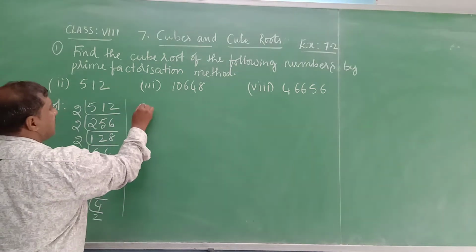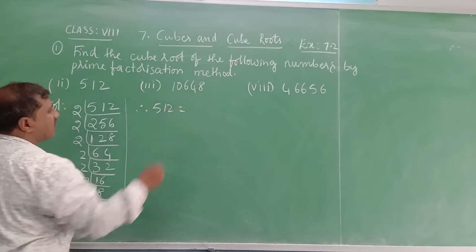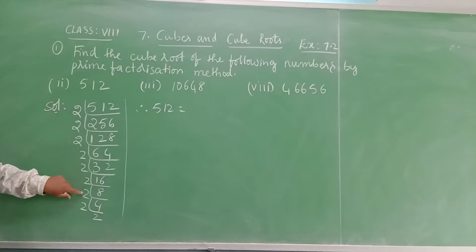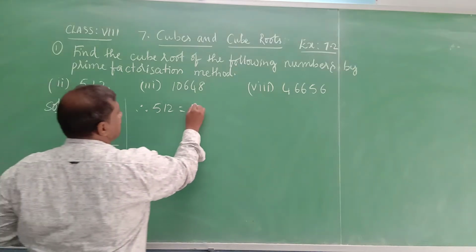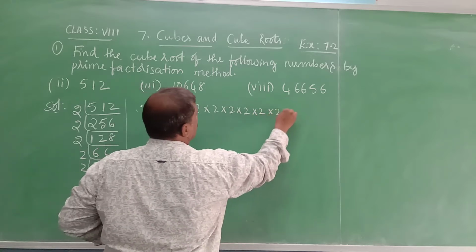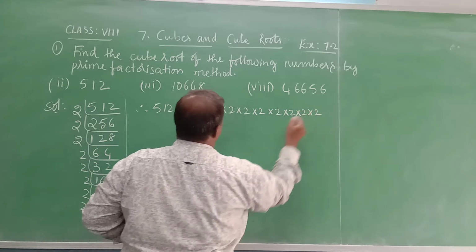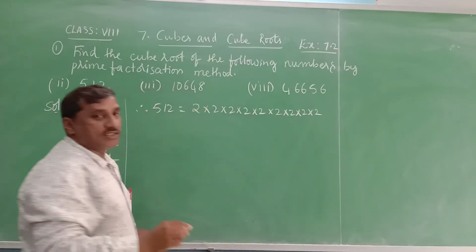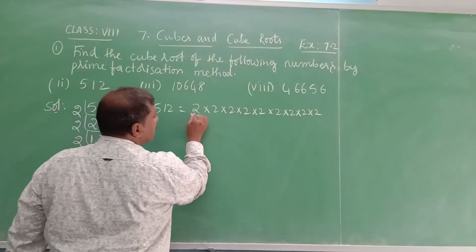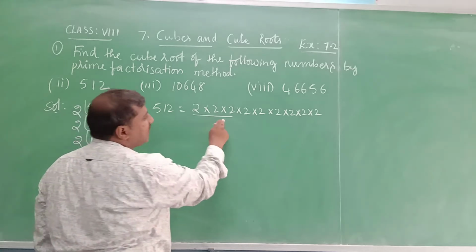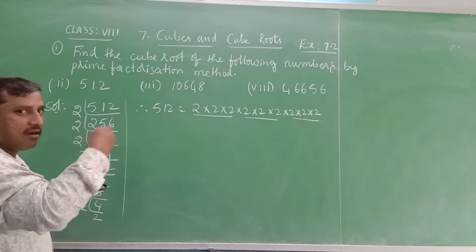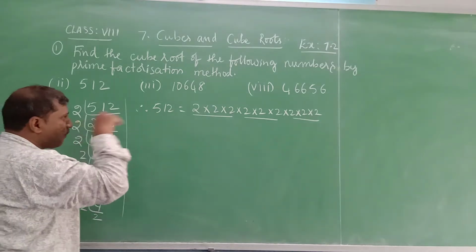Now write. Therefore 512 is equal to, write the prime factors of 512. 1 2 3 4 5 6 7 8 9. All are 2. That is 2 into 2 into 2 into 2 into 2 into 2 into 2 into 2 into 2. See, 1 2 3. So write the prime factors of the given number. Then identify a triplet. See, triplet means 3 factors. 1 2 and 3. Now from each triplet take one factor and find the product. That product will give you the cube root of the number.